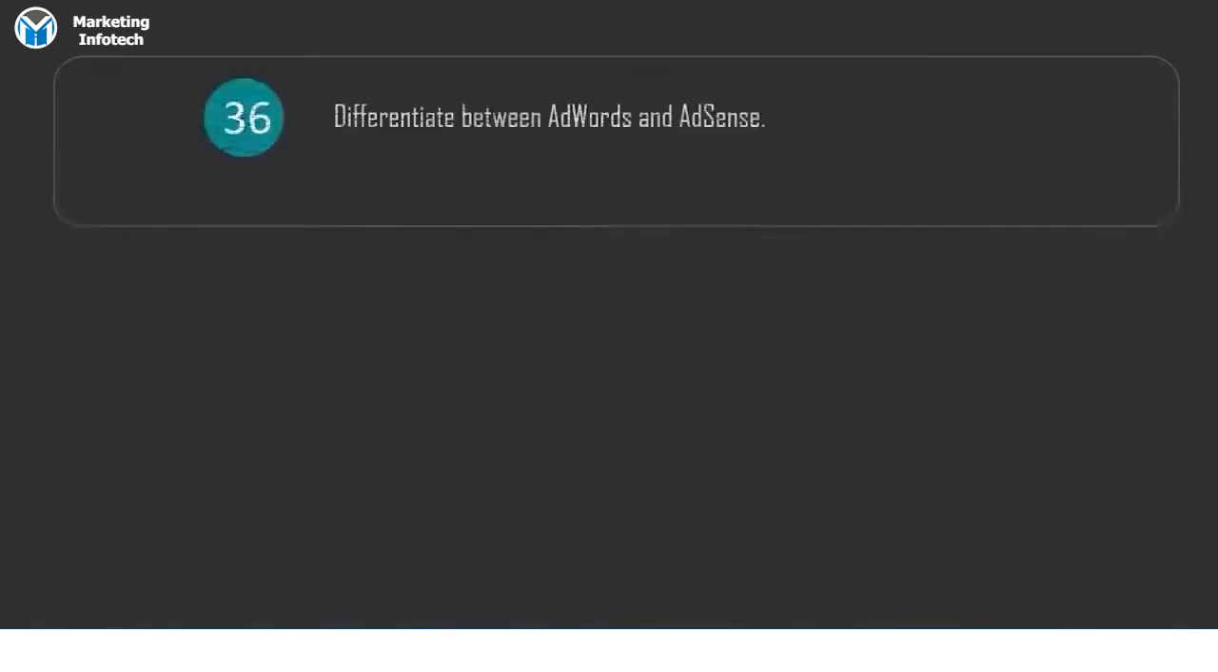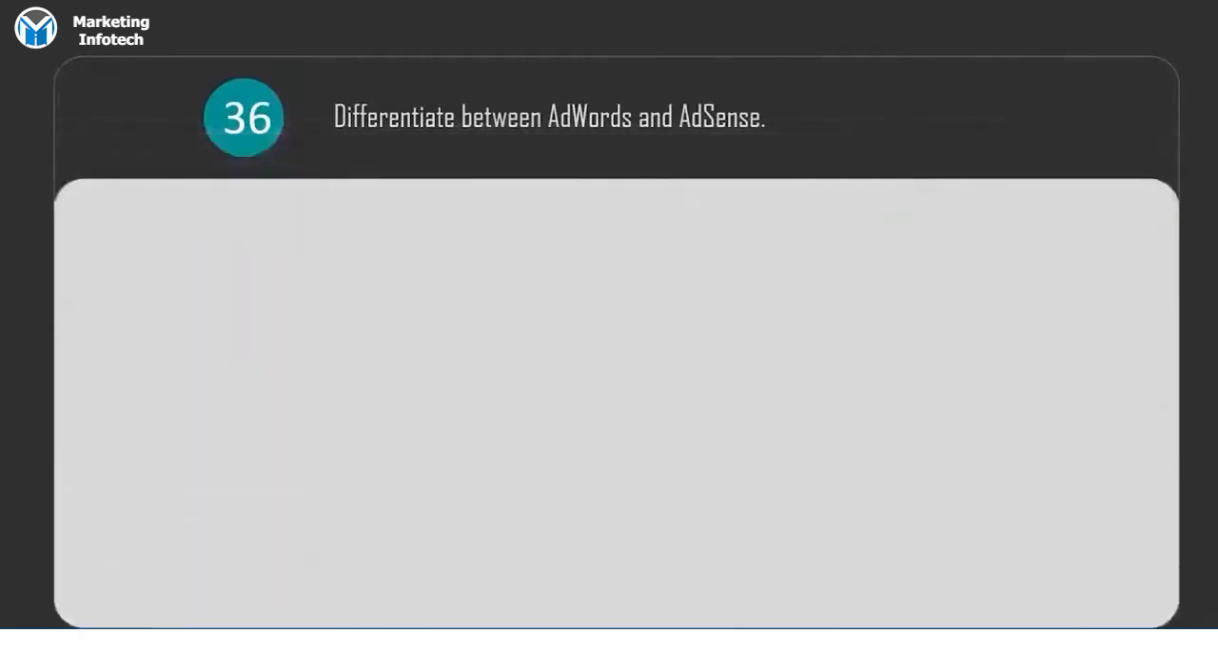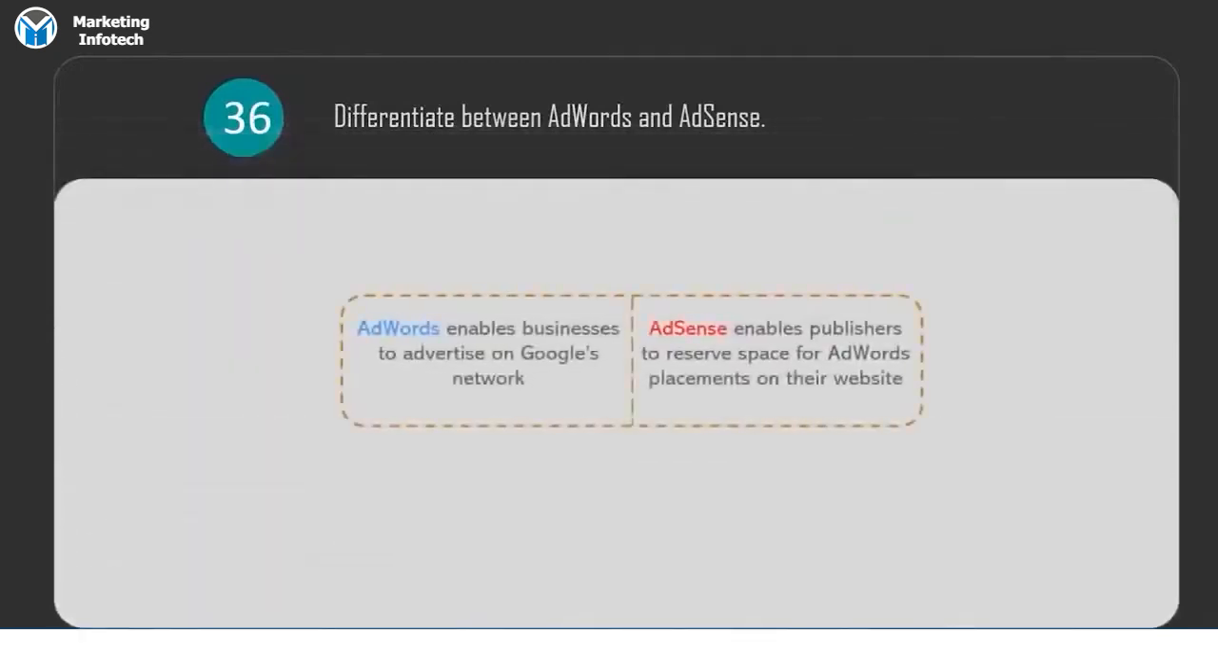Now moving on to the next question, we have, differentiate AdWords and AdSense. AdWords enables businesses to advertise on Google's network, and AdSense enables publishers to reserve space for AdWords placement on their website. Both AdWords and AdSense work together to complete Google's advertising network. That is, website owners put up a space for Google's ads, and businesses set a budget to display ads on advertising networks, that is AdWords. So this is the major difference between AdWords and AdSense.